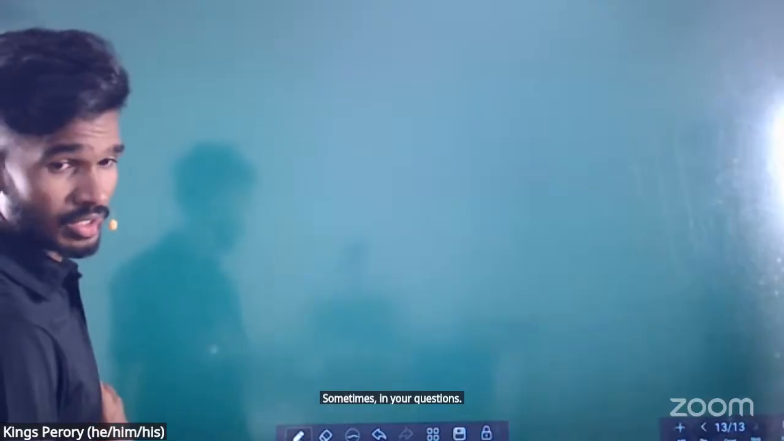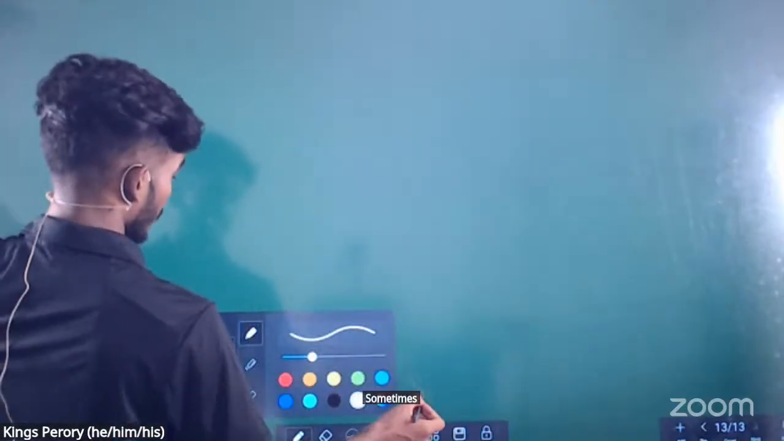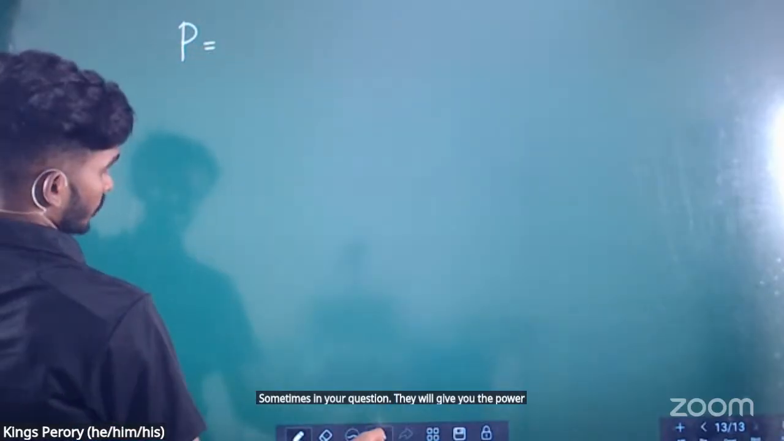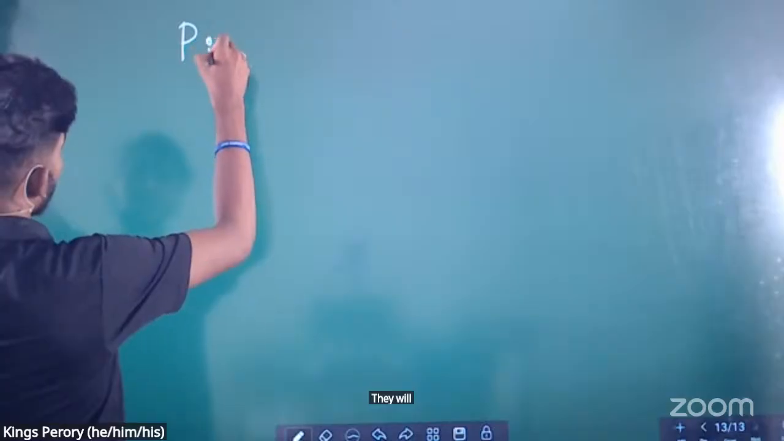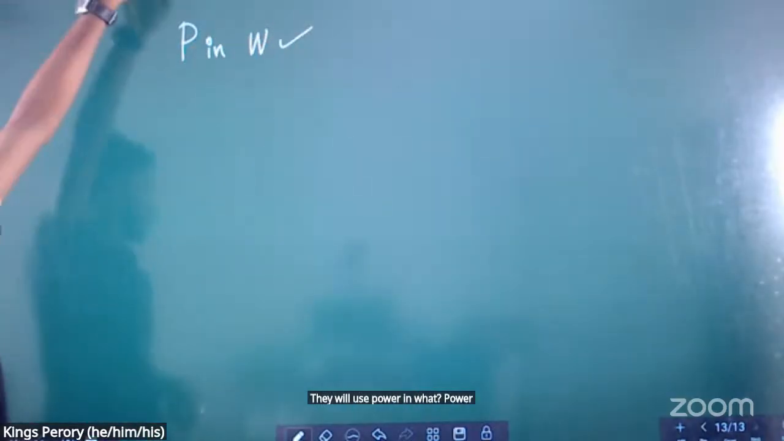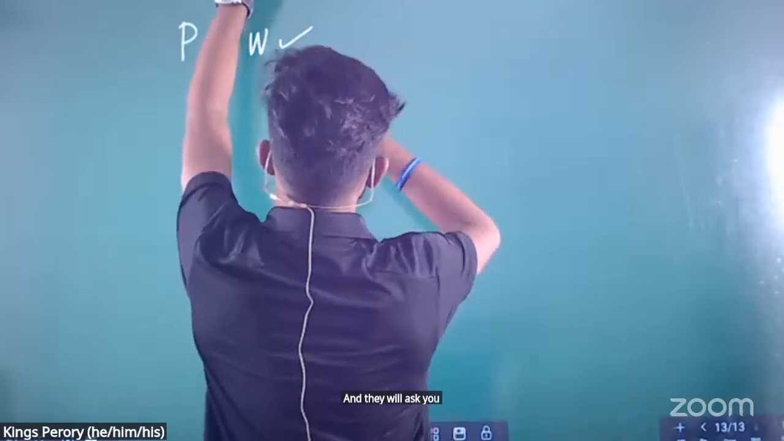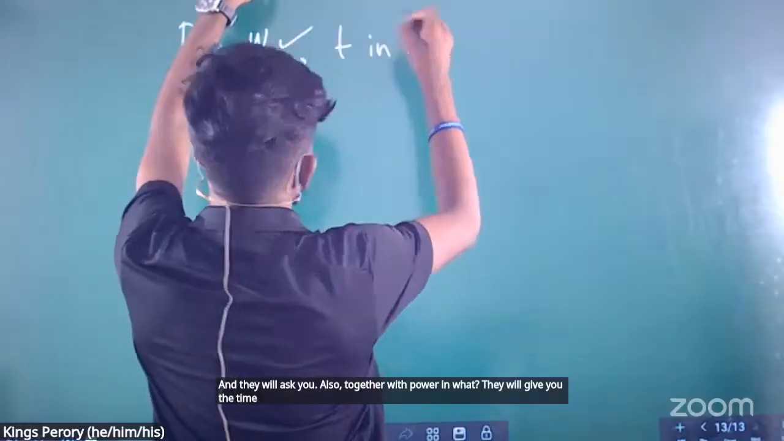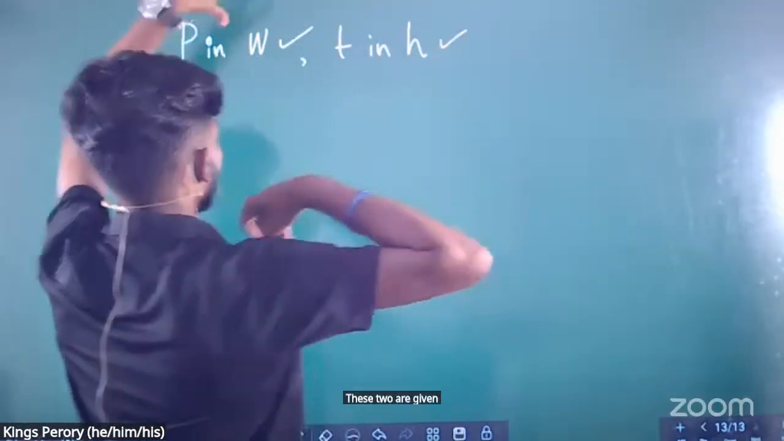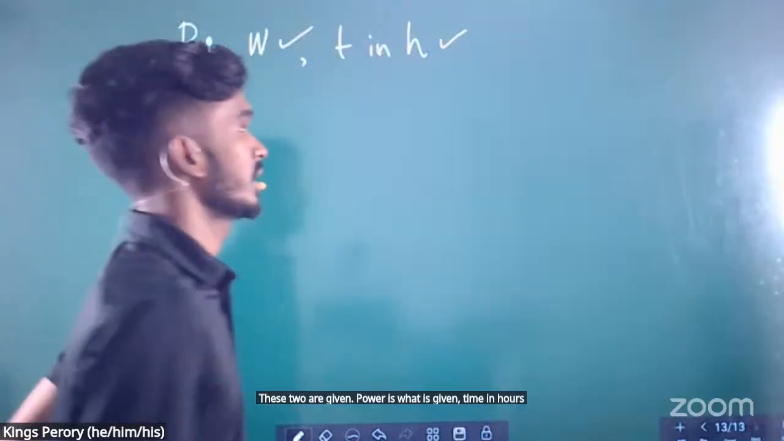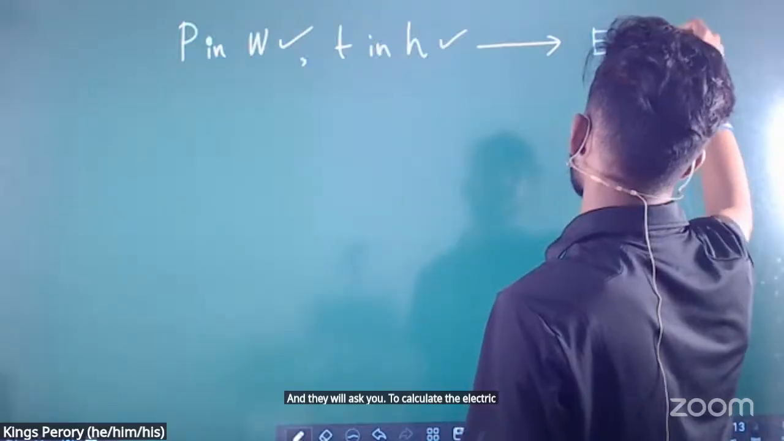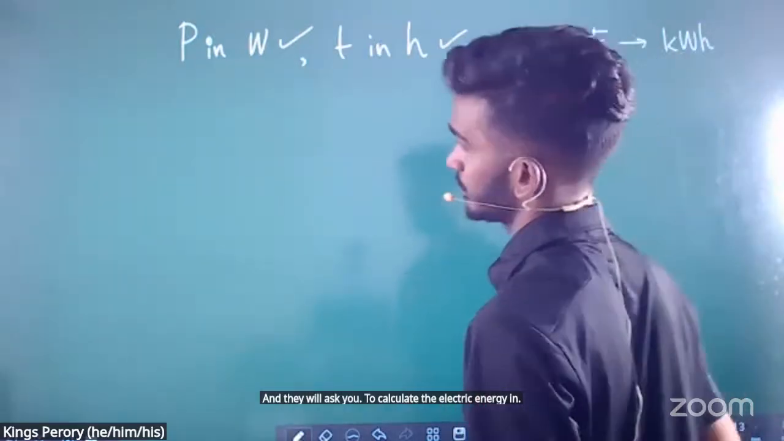Sometimes in your questions, they will give the power in watts, and they will give the time in hours. These two are given: power in watts and time in hours. And they will ask you to calculate the electric energy in kilowatt hour.